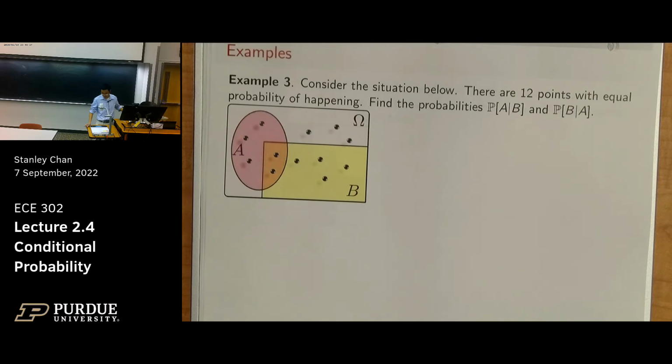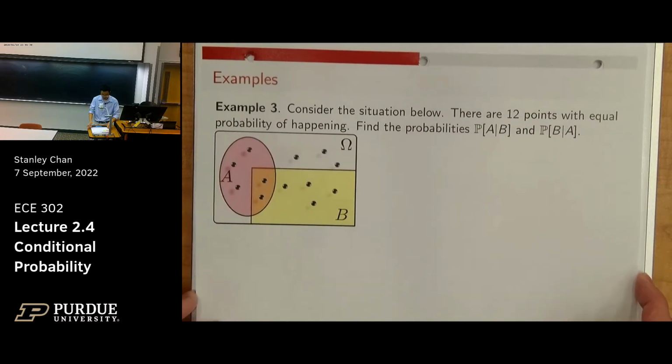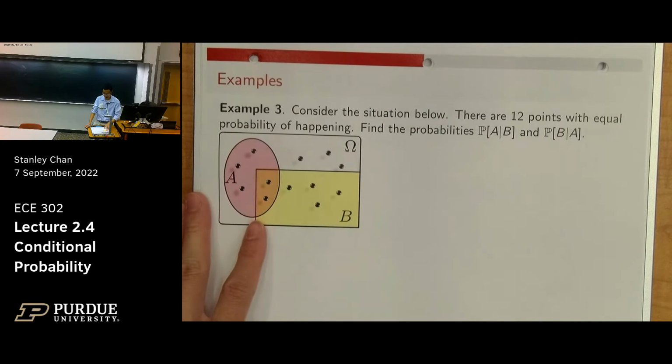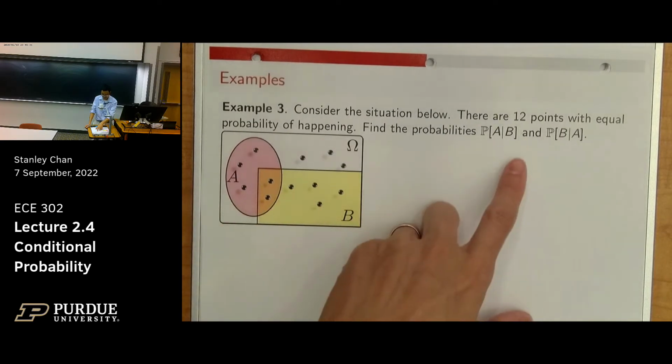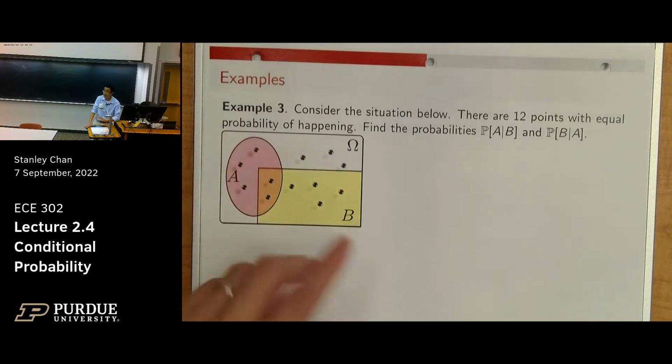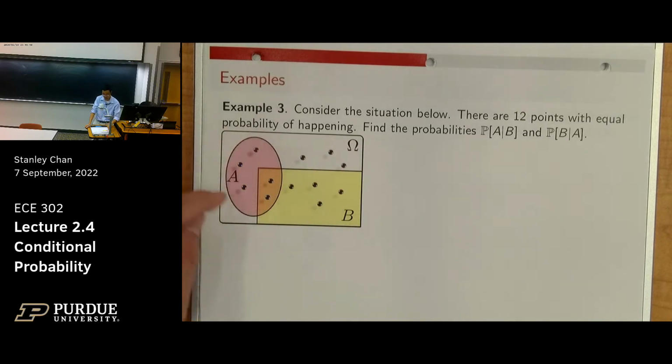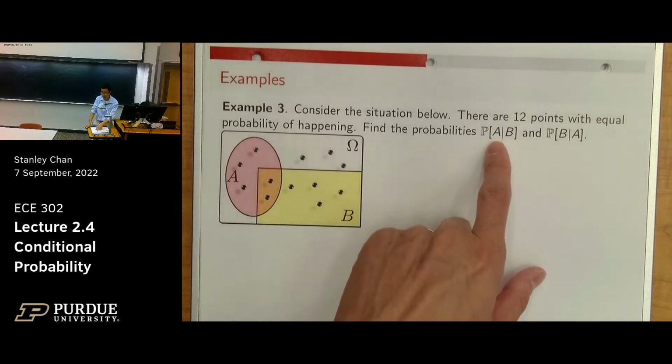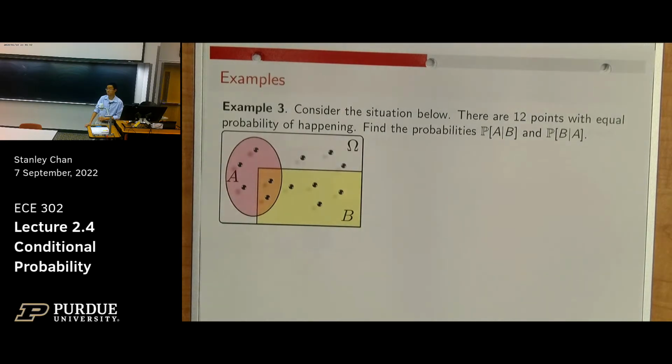Let's work on another example. There are 12 points in this diagram, and they have equal probability of happening. So you count all these black dots, they have equal probability of happening. And I carve out 2 areas. The pink area is called event A. The yellow area is called event B. I want to calculate the probabilities of A given B and B given A.